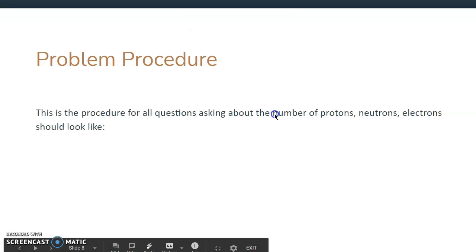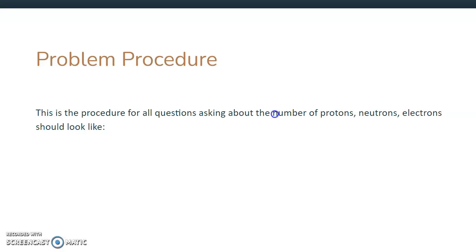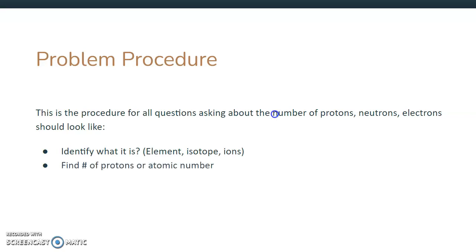All right, so when I go through these, I like to think of the same procedure. If we're given any element, I like to go through the same procedure of saying, what is it? Let's identify if it's either just a normal plain element, an isotope, which has a number next to the name, or an ion, which has a charge next to the name, so plus or minus. Let's find the number of protons or the atomic number, because those will always be the same. Then I like to find the number of neutrons and the atomic weight, because those are very closely linked. And then finally, I find the number of electrons.